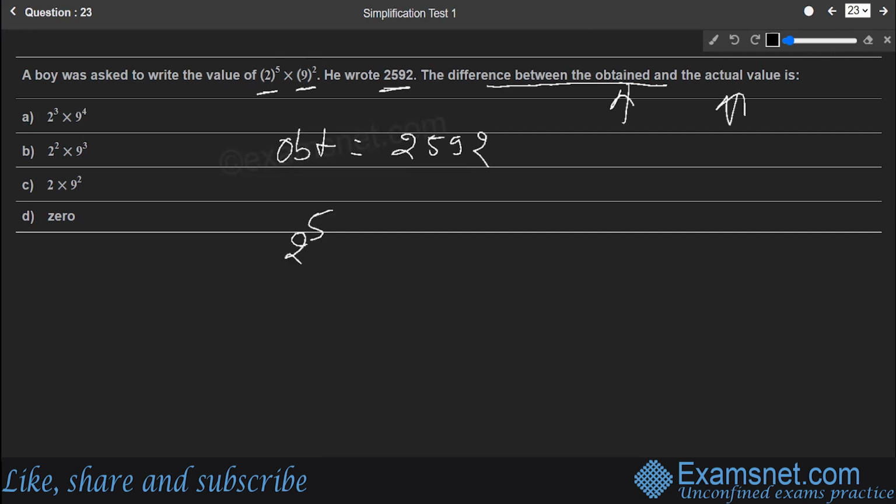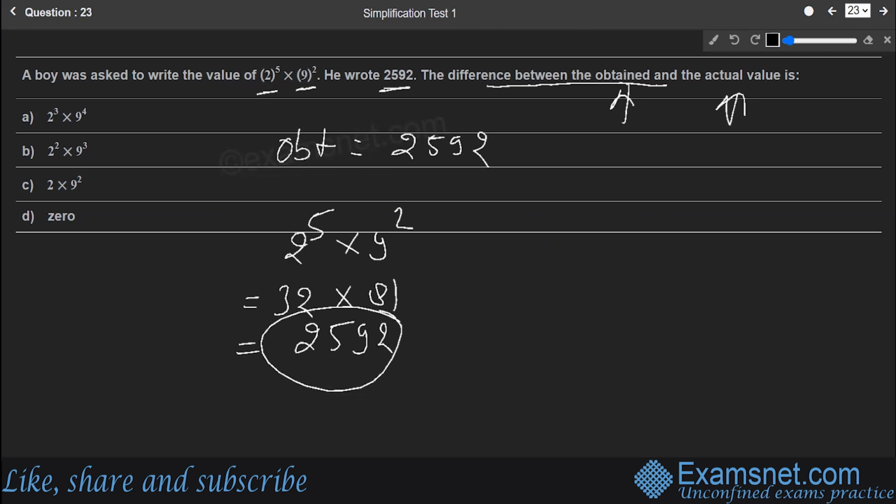Actual value is 2 to the power 5 into 9 square, which is nothing but 2 to the power 5 is 32 and 9 square is 81. If you multiply these numbers together, we are getting the actual value as 2592. Now he had asked for the difference between obtained and actual. See, both the values are same, so the difference between them is simply 0, which is available in option number D, becomes the right answer.